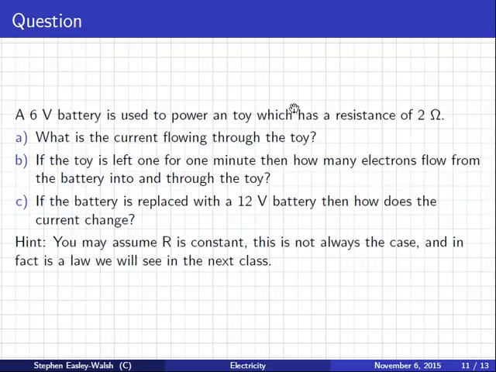Next one. A 6-volt battery is used to power a toy which has resistance of 2 ohms. What's the current? Okay, so I think again you can do that using the triangle. What's the formula for I off the triangle? V over R. So it's 6 over 2, which is 3. If the toy is left on for 1 minute, how many electrons flow from the battery into the toy?